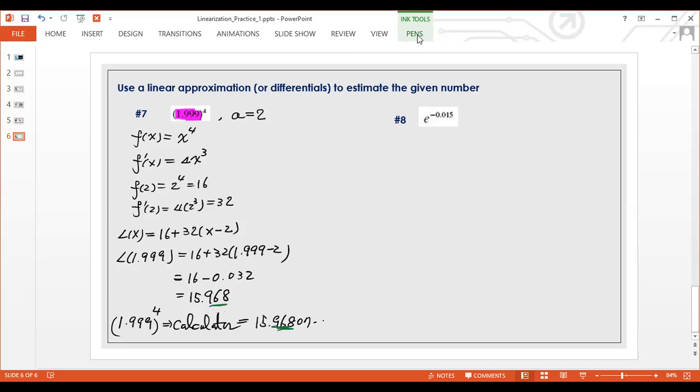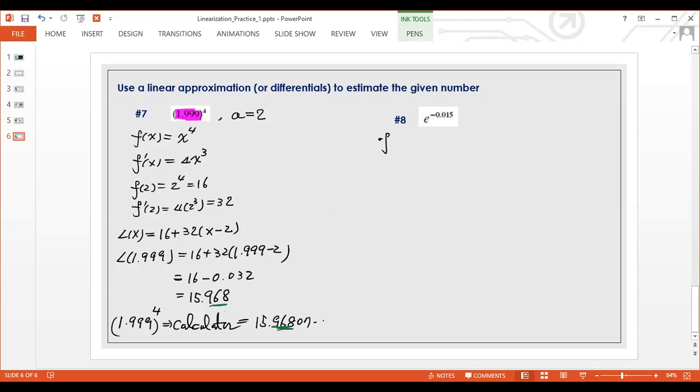Okay, so now let's take a look at this one. See here, this one is e to the negative 0.015. Well, without the calculator, it's really very difficult to find these values, right? So this is 2.7127 to the negative 0.015 power. How do I do that, right? So now let's see here. How can I use the linear approximation?